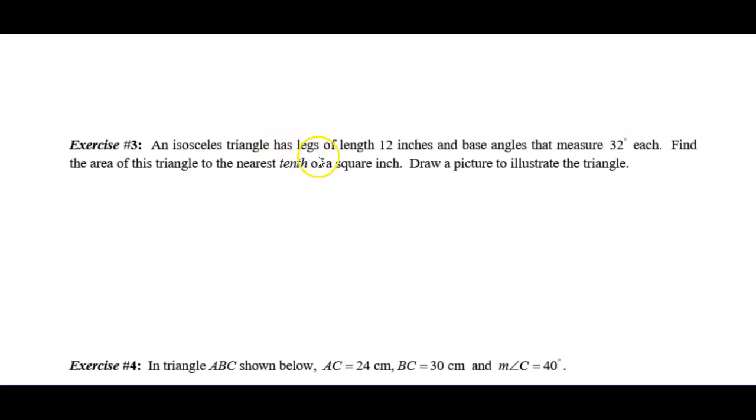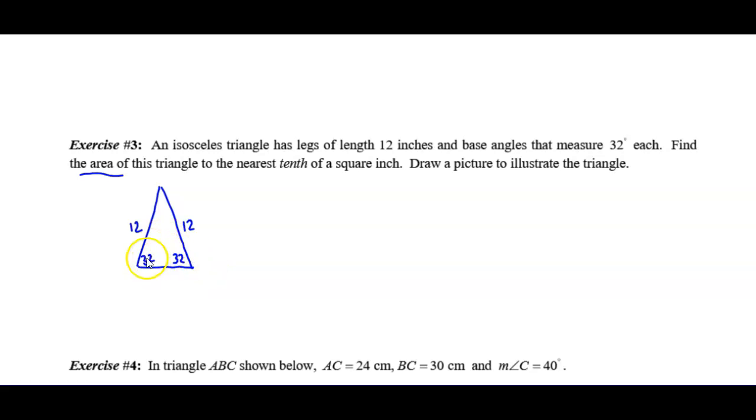An isosceles triangle has legs of 12 and base angles that measure 32. So let's draw that. So we have an isosceles triangle with legs 12 and base angles of 32. We want the area of this triangle to the nearest tenth of a square inch. Okay, so remember that the area formula we just developed is for a side angle side labeling system. I don't have the base down here. I don't really have any way to get it either.